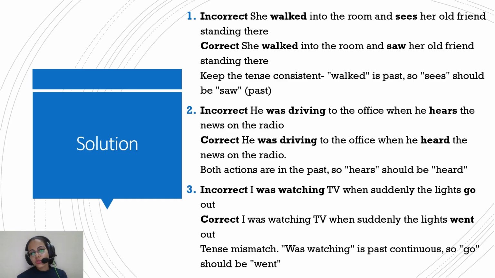She walked into the room and sees her old friend standing there. So what is wrong? Walked is in the past tense, so sees should also be in the past tense. That is, it should become saw, so that the tense in both parts of the statement is consistent. So, she walked into the room and saw her old friend standing there. Okay, that would be the correct sentence.